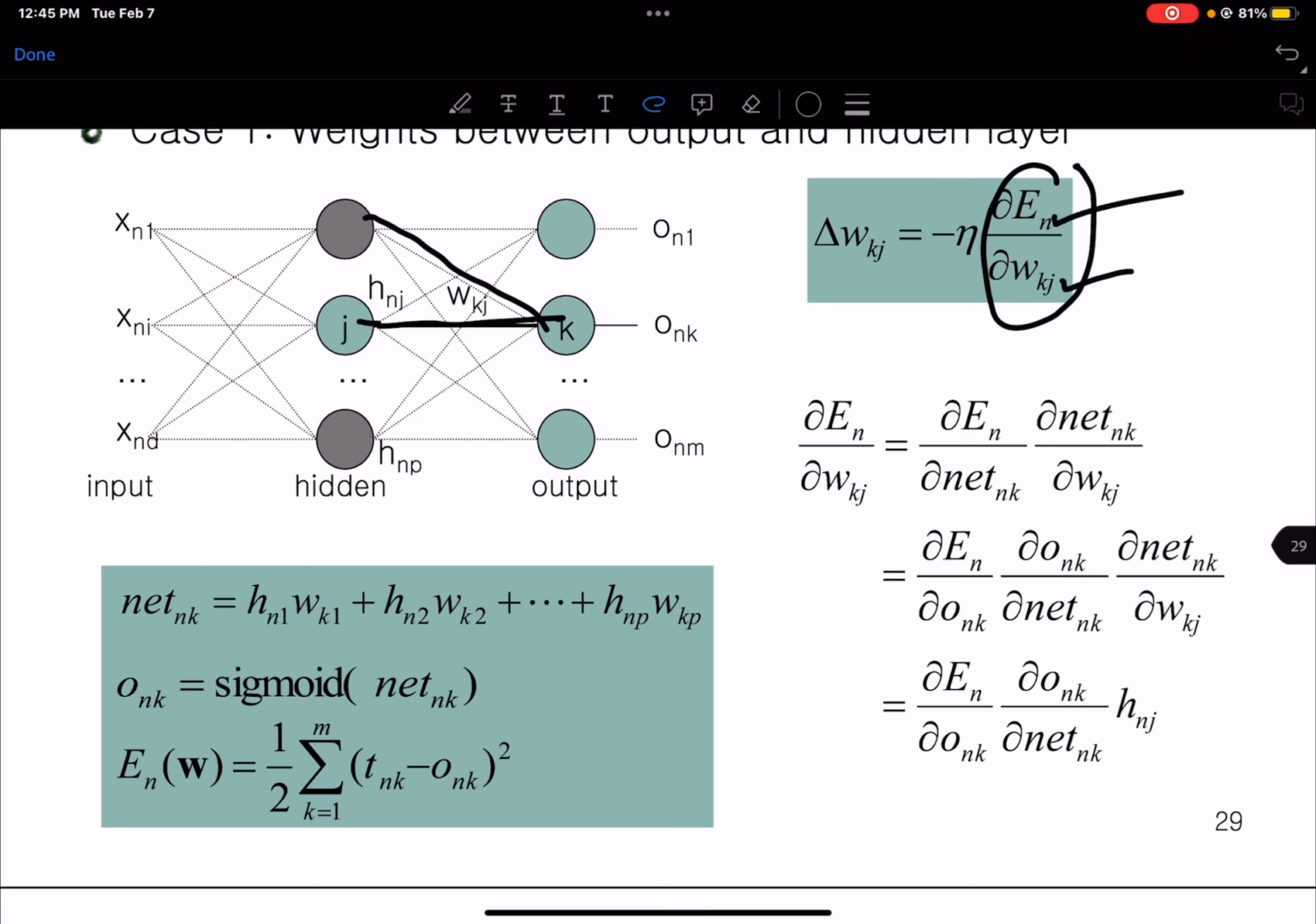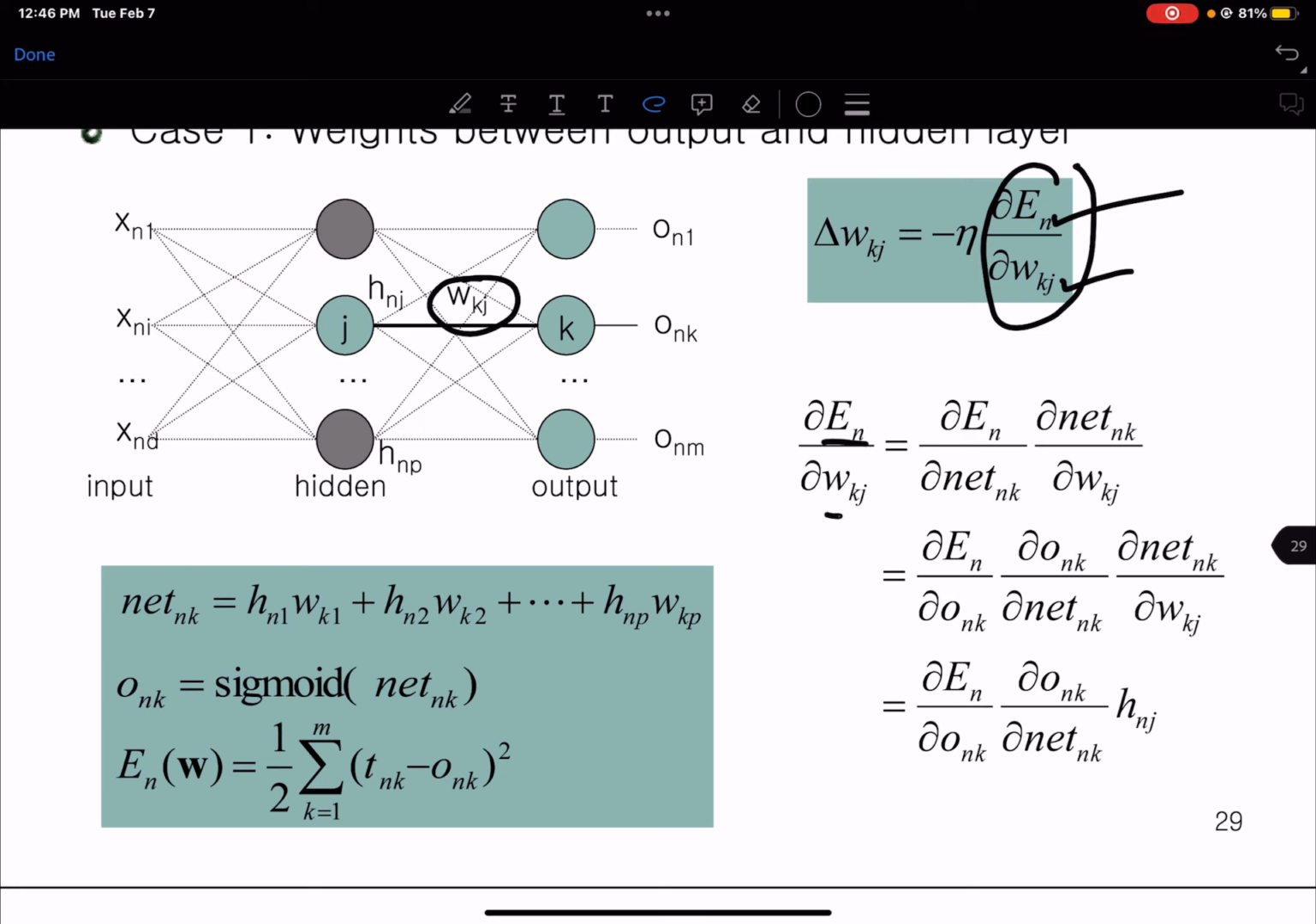So the nth output node with respect to a specific weight. This output has the values from all the previous hidden nodes, right? And there is not only one weight value. There will be a weight value here, here, and here. So for now, in this example, we are calculating the error with respect to the weight value w_kj.